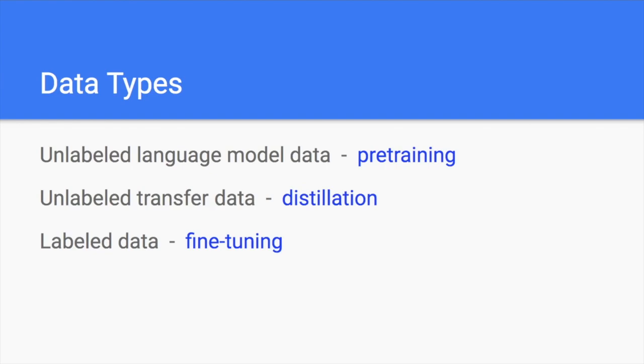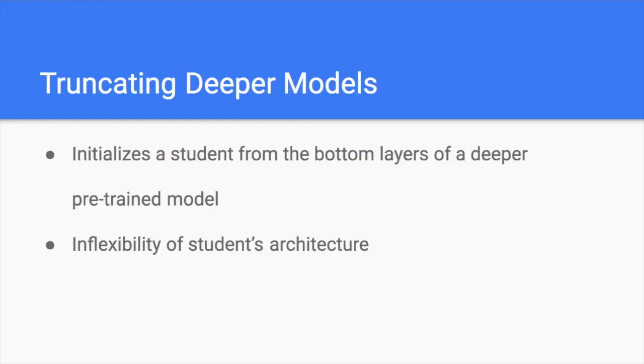And the labeled data is just for fine-tuning. It's just a very straightforward fine-tuning, hard label fine-tuning. So these are three different data types in this paper. And because they also compare this work with some previous work, basically the two papers from last year.